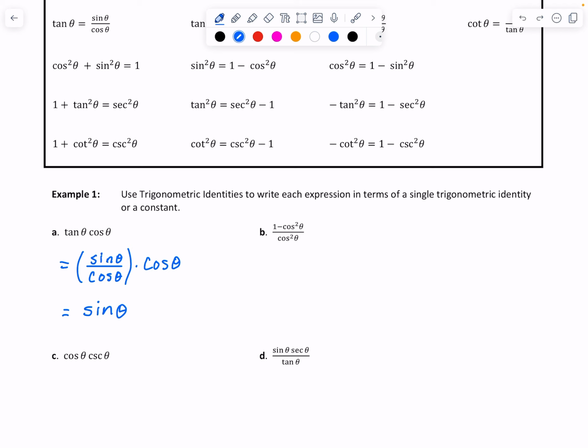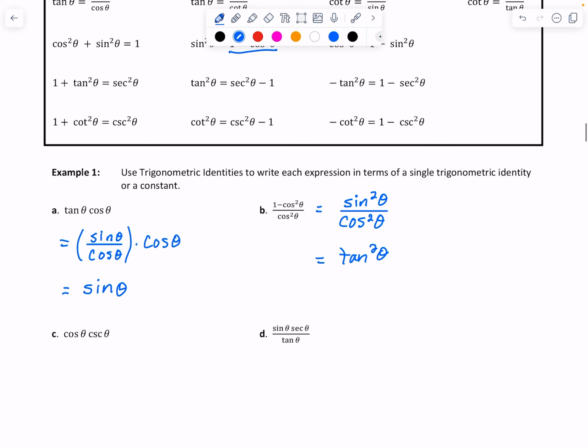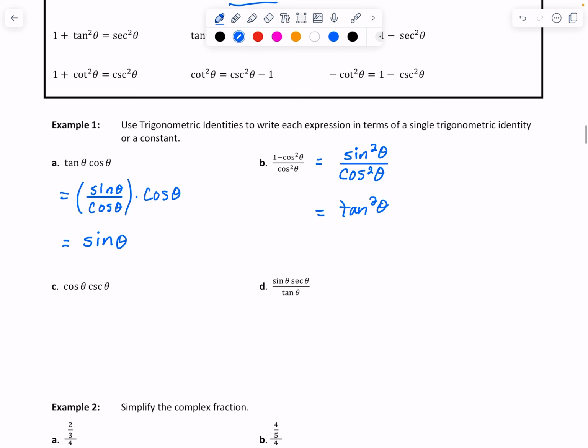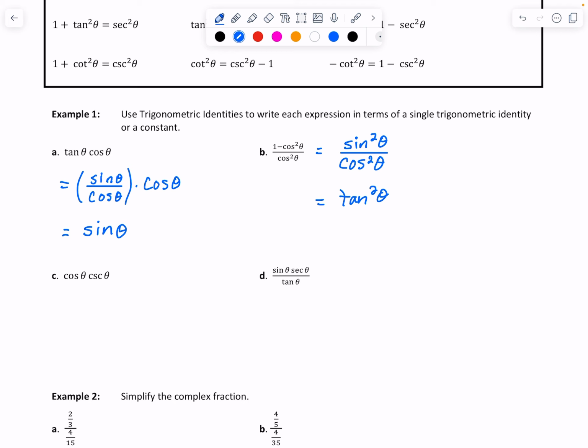All right, let's take a look at b. So you can see b here, the 1 minus cosine squared is sine squared. So I'm going to go ahead and replace that. This is sine squared theta over cosine squared theta. Now sine over cosine is tangent, so it just becomes tangent squared theta. So these are pretty straightforward, just getting used to simplifying these in a simple way. We're going to build up to some pretty complicated problems towards the end.